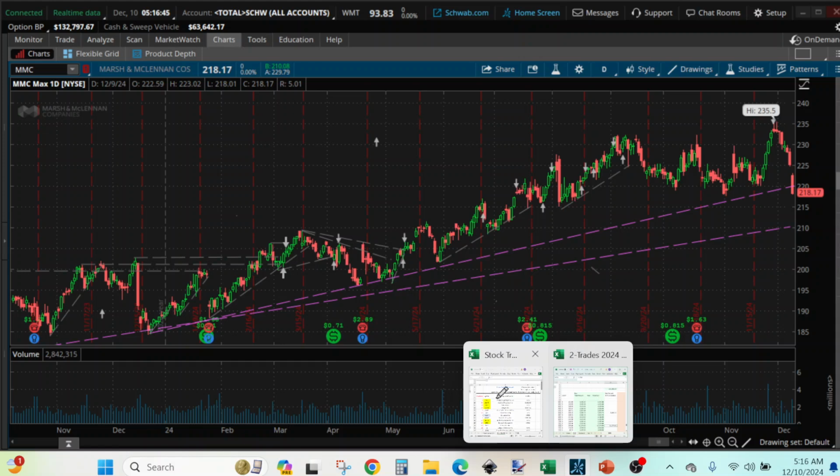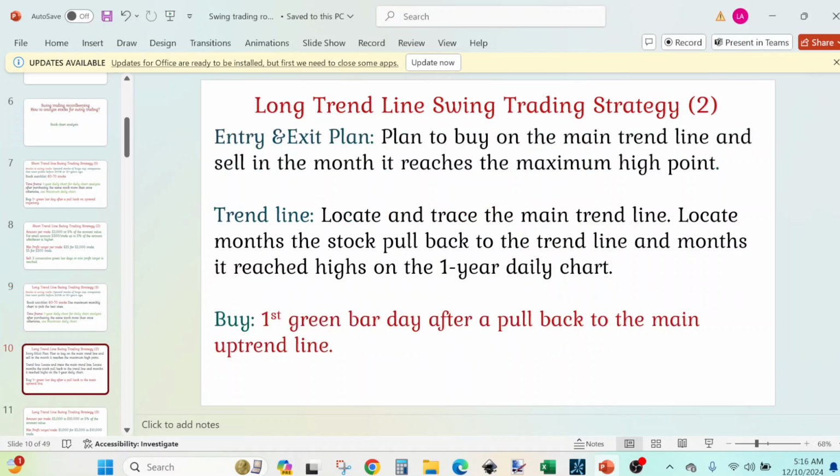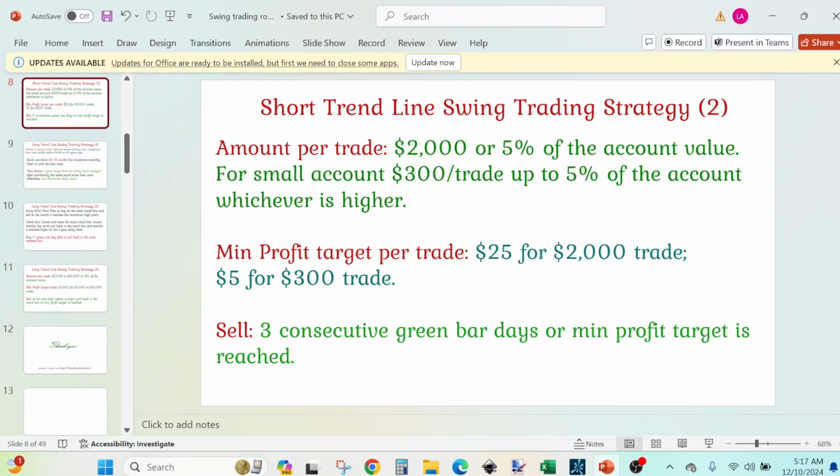And for the long-term trend line, we have a similar strategy, but because we are going to buy on a longer trend line, we are going to be aiming for more fund per swing trade and higher profit as well, and hold it in our portfolio for longer than just a few days, as in the short trend line swing trading strategy.